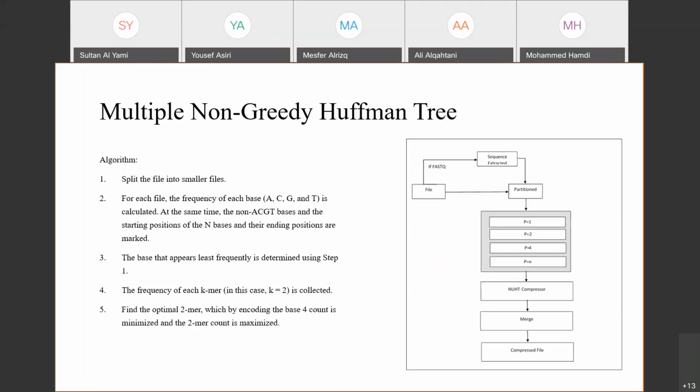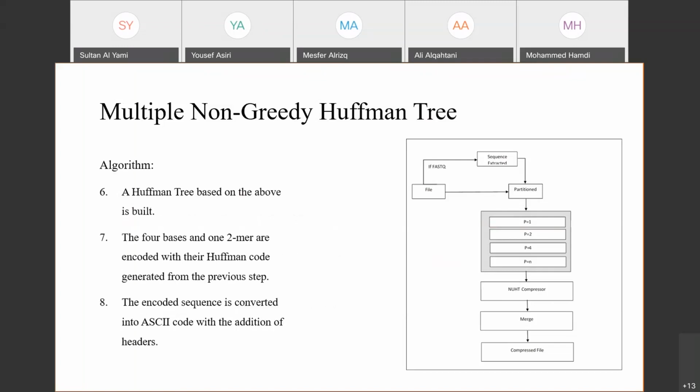The algorithm works as follows. First, we split the desired file into n partitions. For each partition, the frequency of each base is calculated, along with marking the N bases and the non-ACGT bases. Find the least frequent base in each partition. Then find the frequency for all k-mers for each partition, and find the optimal k-mer that leads to minimizing the base frequency and maximizing the k-mer count for each partition. After that, we build the Huffman Tree based on the previous step for each partition. We encode the k-mer and the 4 bases using their bit codes generated by the Huffman Tree for each partition. Then we convert the bit codes to ASCII, plus a header that contains the Huffman Tree information.